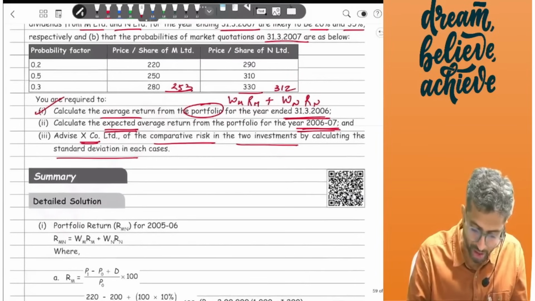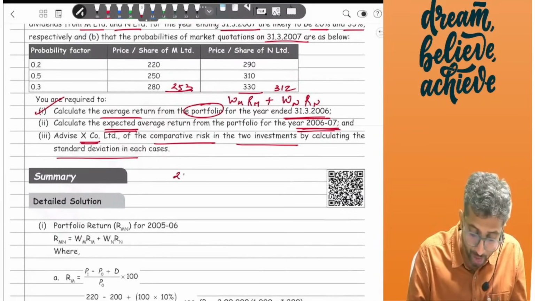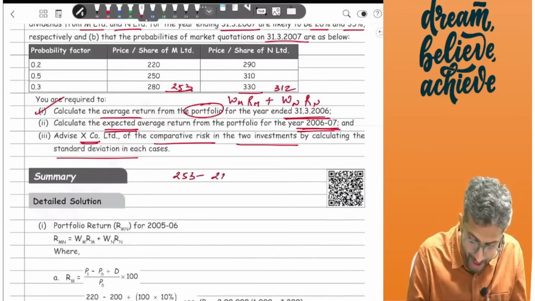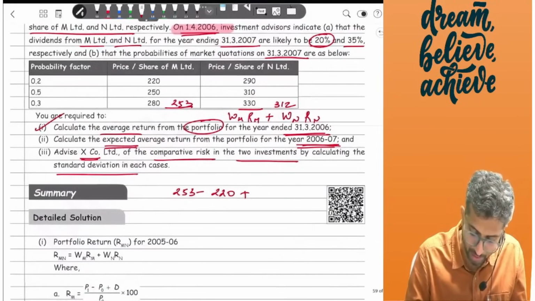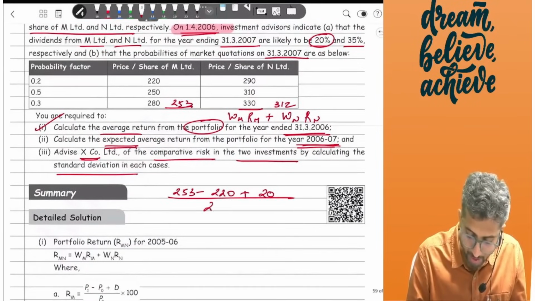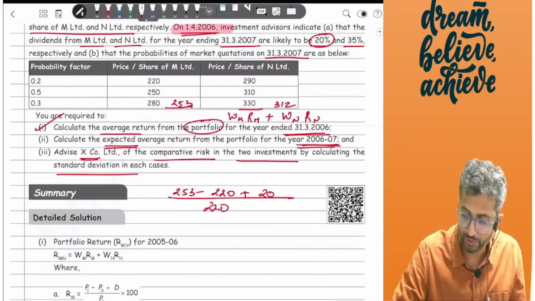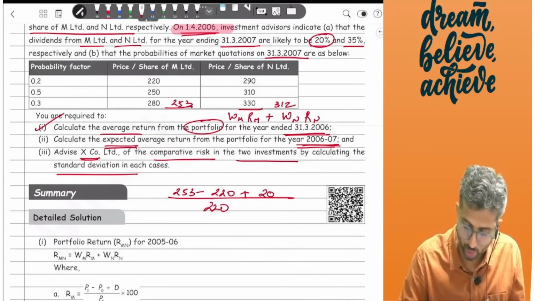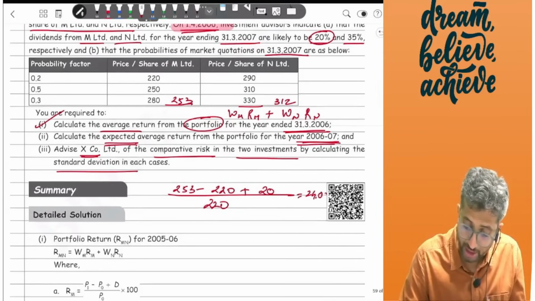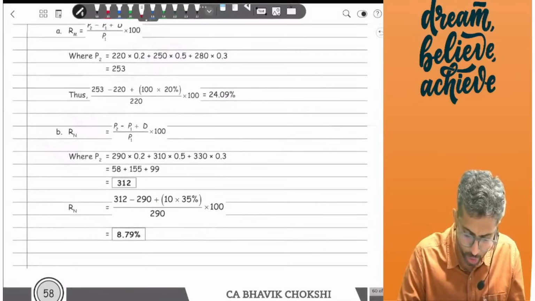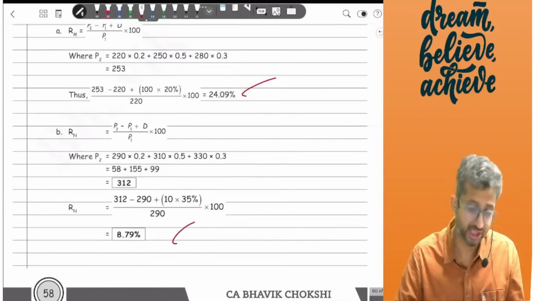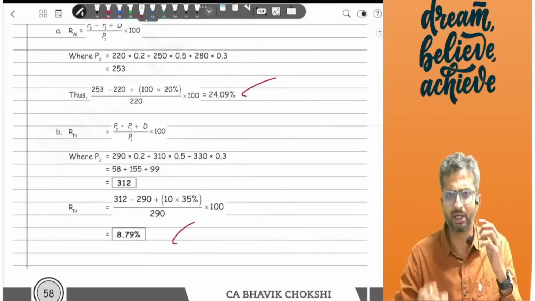So if I want to find a return, one of the ways would be 253 minus 220 plus the dividend, which is 20% of 100, that is 20, divided by 220. So 253 minus 220 plus 20, divided by 220, in percentage comes to 24.09. In a similar way, we do the working for N, and you will probably get around 8.79, and thereby you will find a weighted average return.